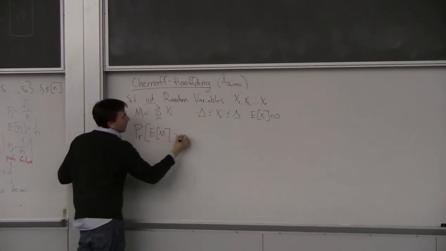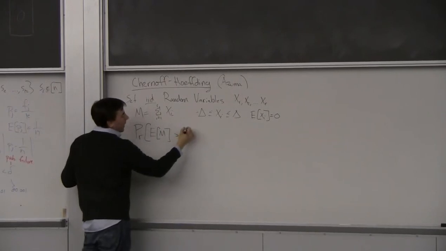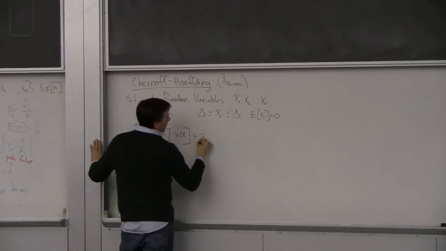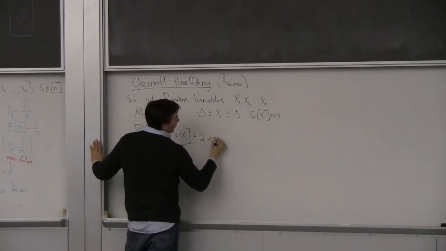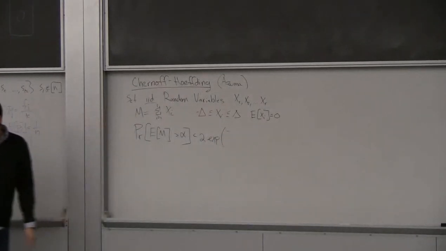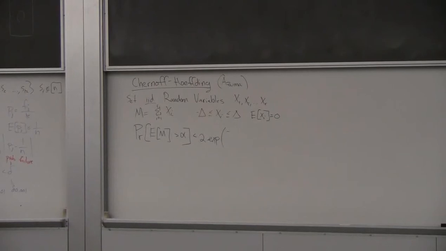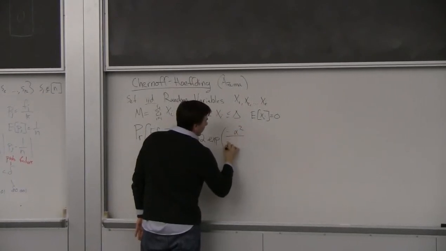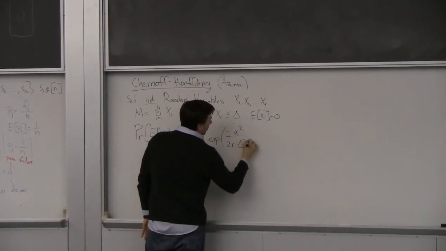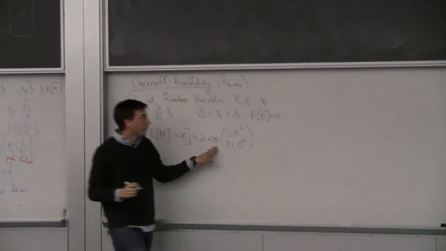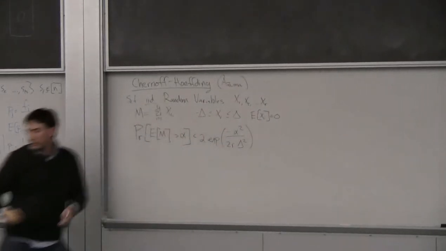And so now we can write down this main expression: the probability that m is greater than some parameter alpha is going to be less than 2 times exp of minus alpha squared over 2r delta squared. Okay, so exp here means, put this in the box.